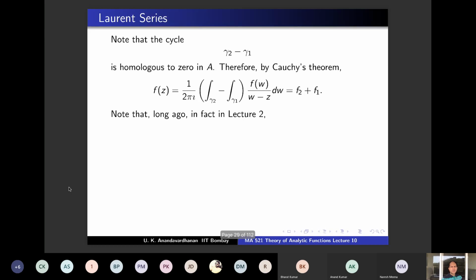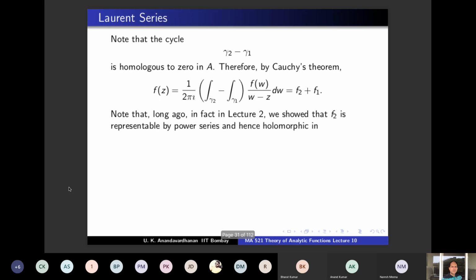Quite some time back, in fact in lecture 2, we showed that F2 is representable by power series. So what was the main idea? Representable by power series and therefore holomorphic. And where do you get holomorphicity? F2 is an integral over the circle of radius R2 minus epsilon. So throughout the disk D(0, R2 minus epsilon), you will get holomorphicity. In fact, throughout this, we are going to expand this as a power series. That's what that proof would tell us. So we'll quickly recall. And therefore also in D(0, R2), because you can take epsilon smaller and smaller. So you are getting holomorphicity in this disk.